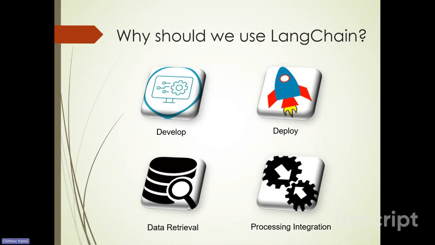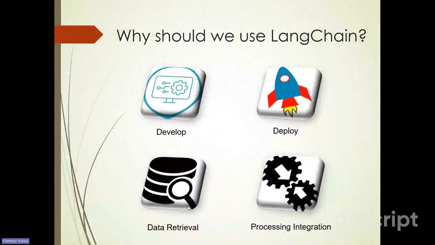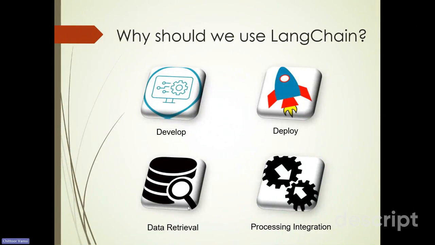So by this time, without this slide, you might have already understood why we should use LangChain. It brings a lot of ease to your development. It gives you standard and consistent abstractions for deploying LLM powered applications, for development as well as deployment, and for data retrieval. As I said, it supports integrating with various vector databases and retrieving data from those different vector databases, along with processing integration.